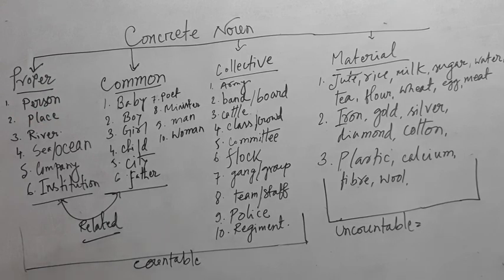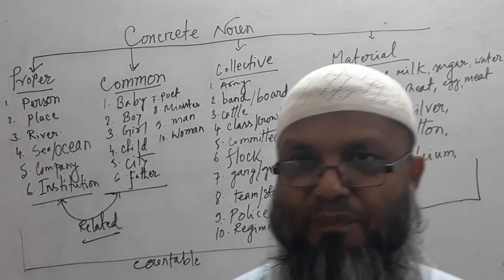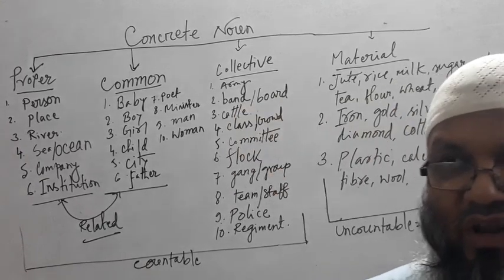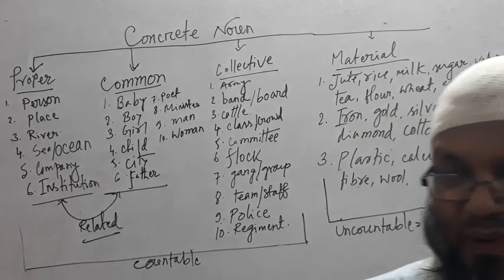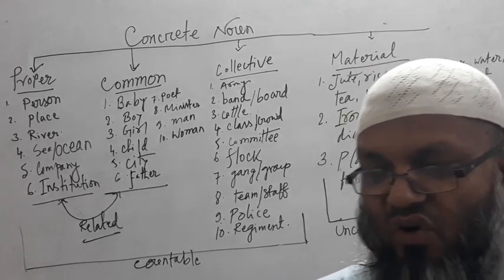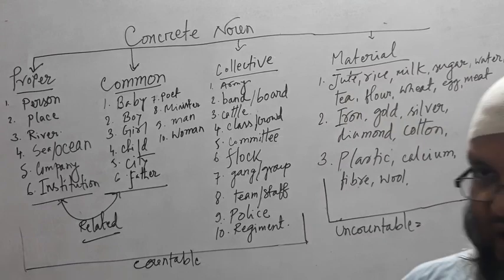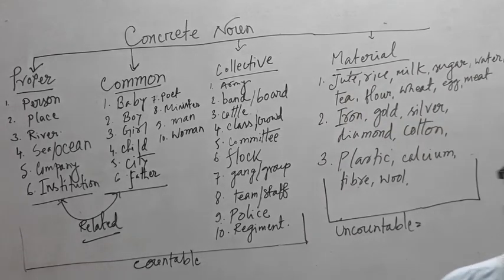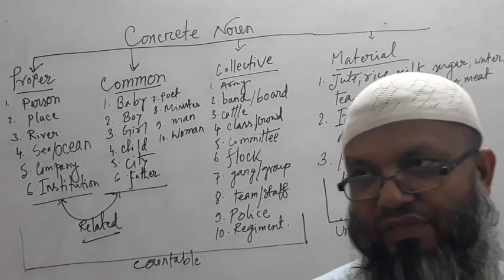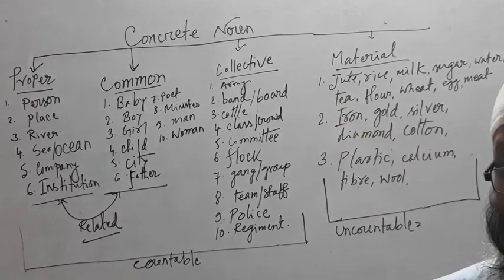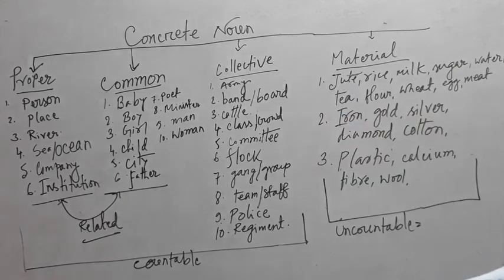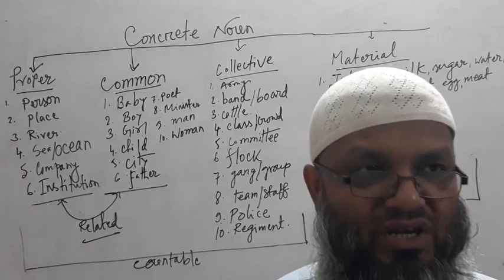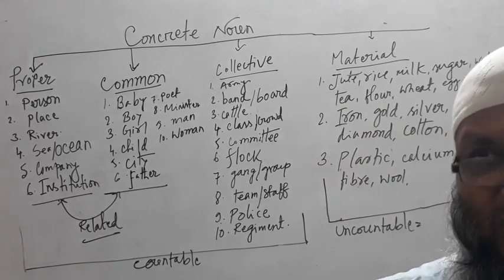And next one, the name of place. See that there are different places in the world. First of all, if I tell you about our own country, small places are villages or any other places, and then union, and then thana or upazila, and next district, and then division, and then country, subcontinent, and continent, and in this way we can tell about the world.